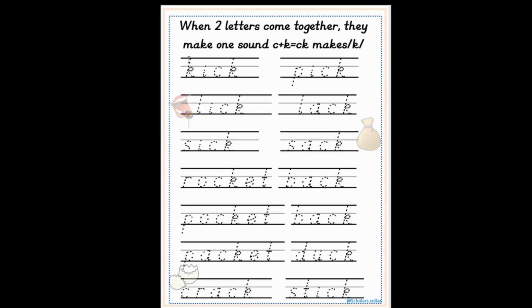And then finally we have the two letters that come together to make one sound, that is k. So we have K-I-C-K, k, k. So all these words here are the CK words that make one sound, k. Okay. And I think that's the last worksheet for group 2.